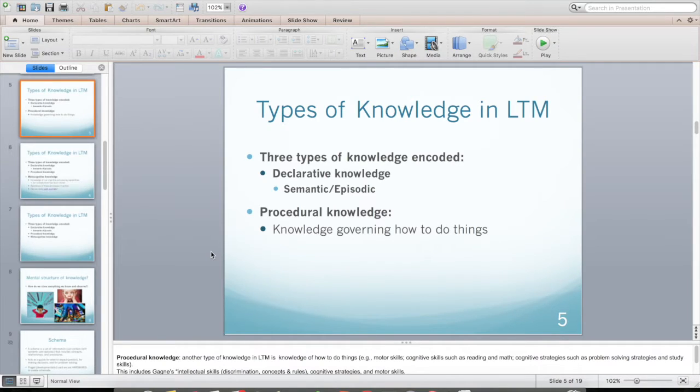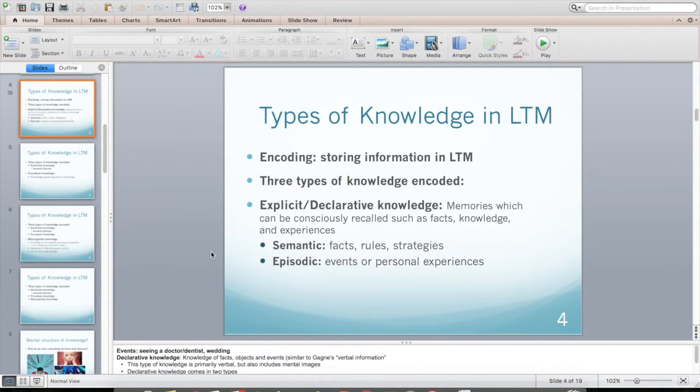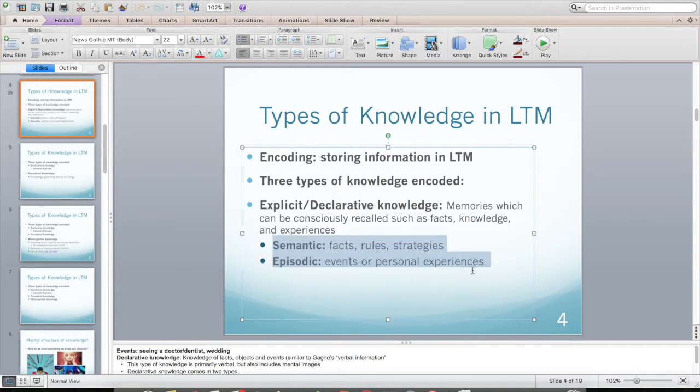All right. Now, procedural knowledge always starts with declarative knowledge because it starts out as this. It starts out as semantic or episodic, right? I know how to cook, let's say, pancakes.